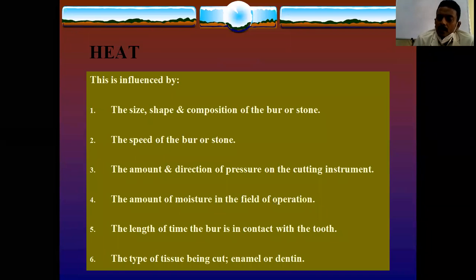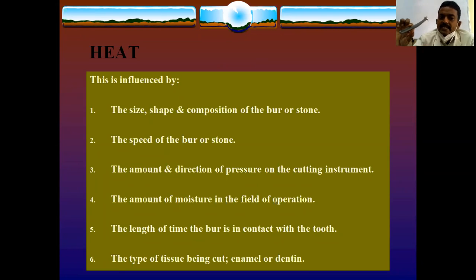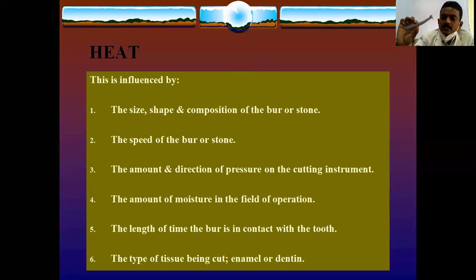Heat. While operating this instrument, this is influenced by the size, shape, and composition of the burr or stone, the speed of the burr or stone, the amount and direction of pressure on the cutting instrument, the amount of moisture in the field of operation, the length of time the burr is in contact with the tooth, and the type of tissue being cut, whether it is enamel or dentin.